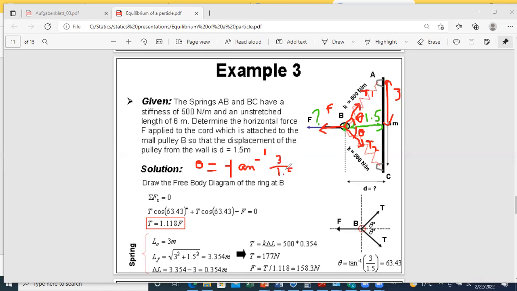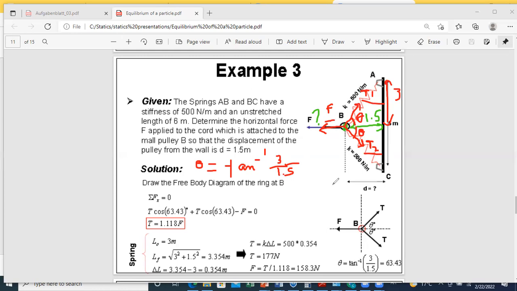Okay. Now, next step, what are our unknowns? I have the tension T1, I have T2, and I have F. So I have in total 3 unknowns.